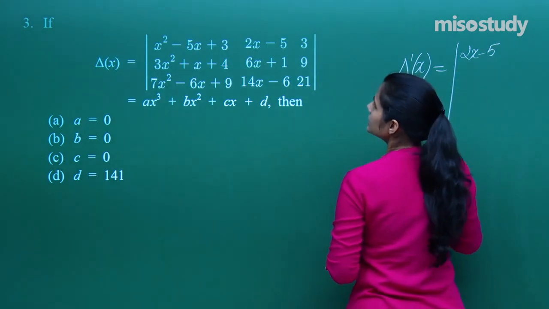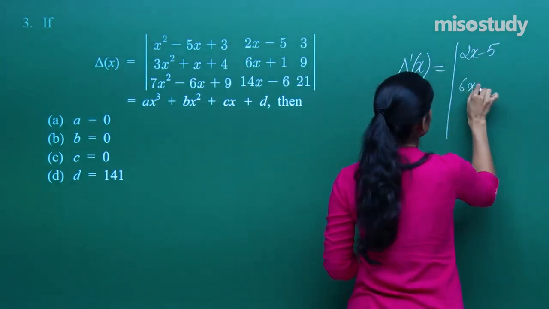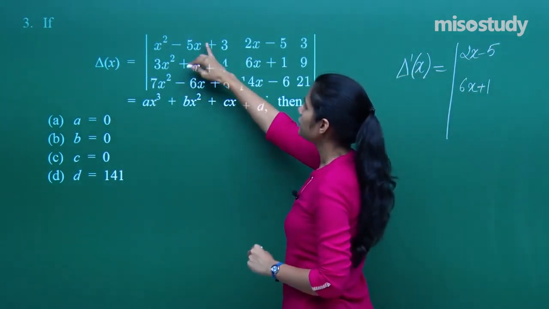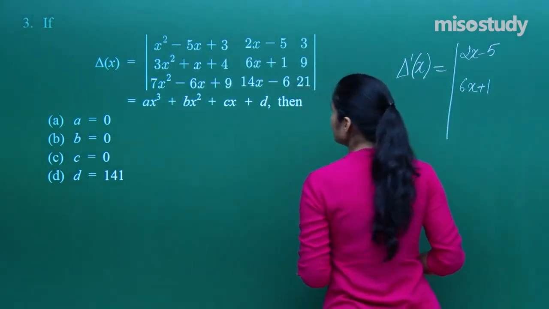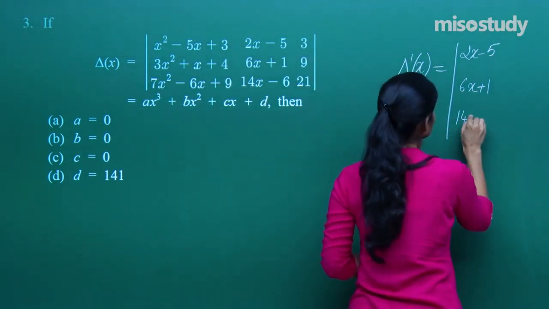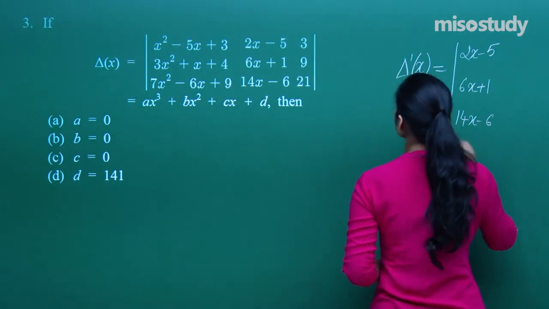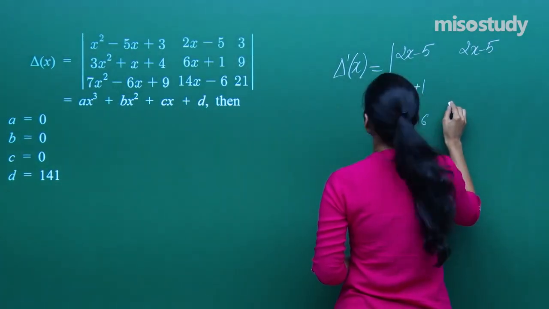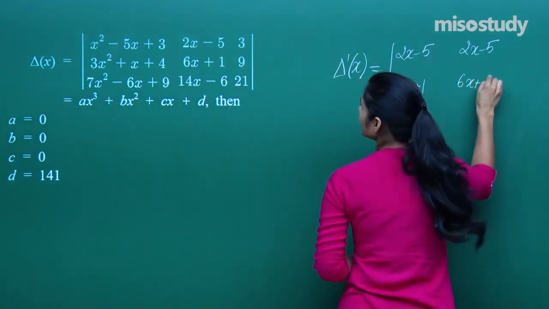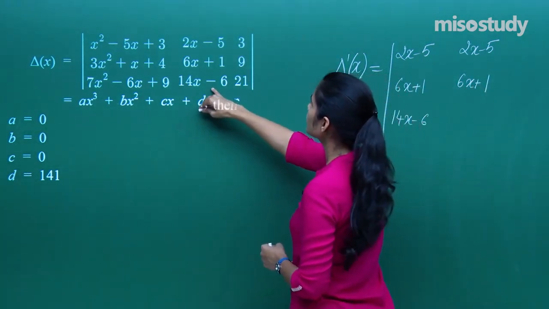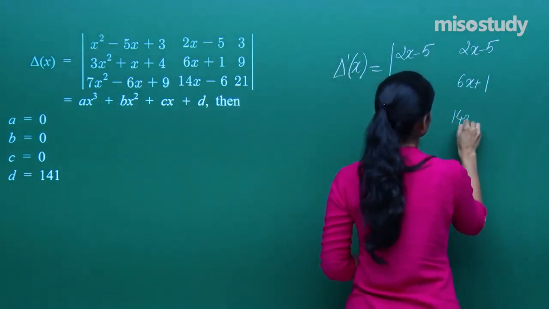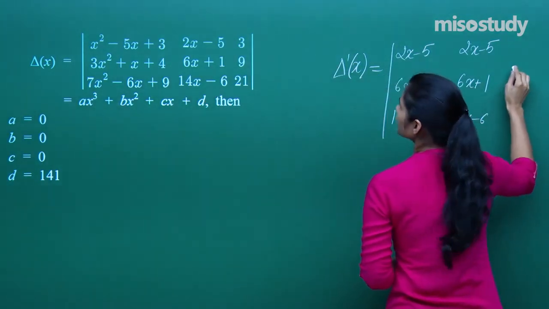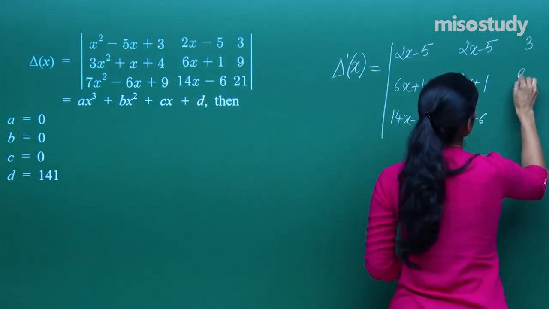Then you have 6x plus 1. I am differentiating every term on the first column: 14x minus 6. The rest two columns remain the same. This is 2x minus 5, 6x plus 1, and this is 14x minus 6. And here you have 3, 9, 21.